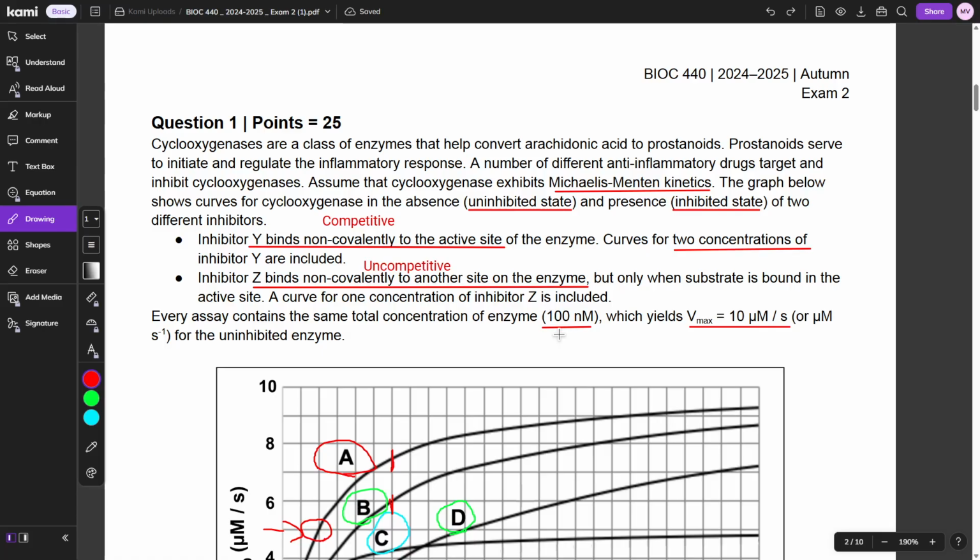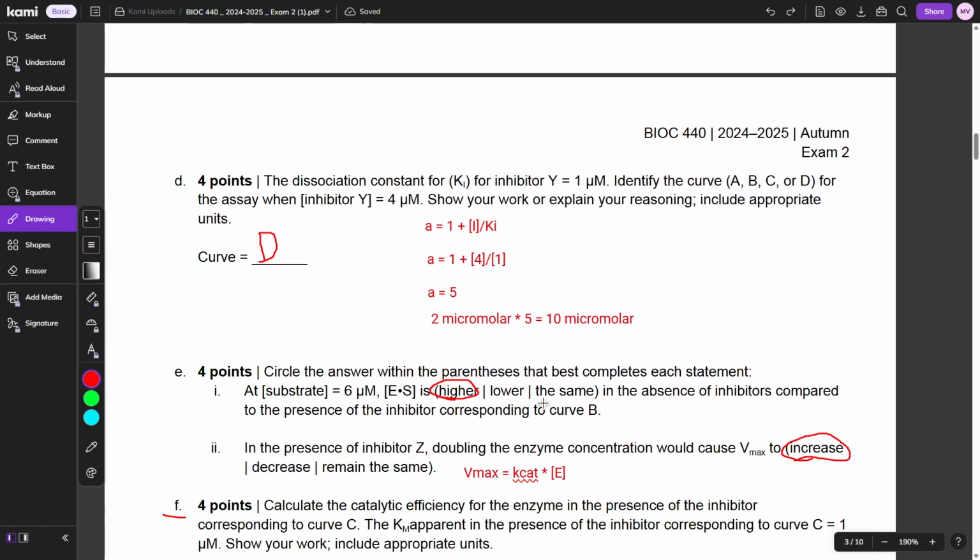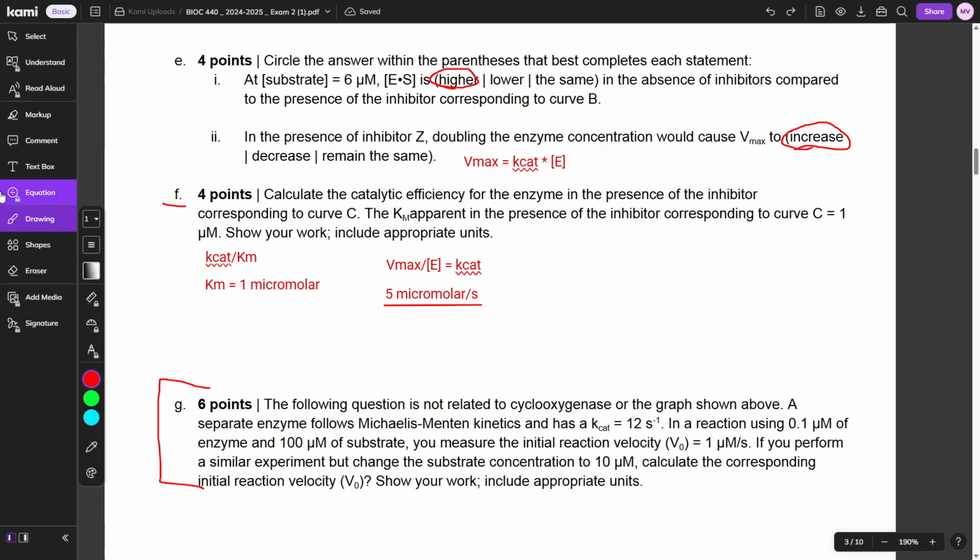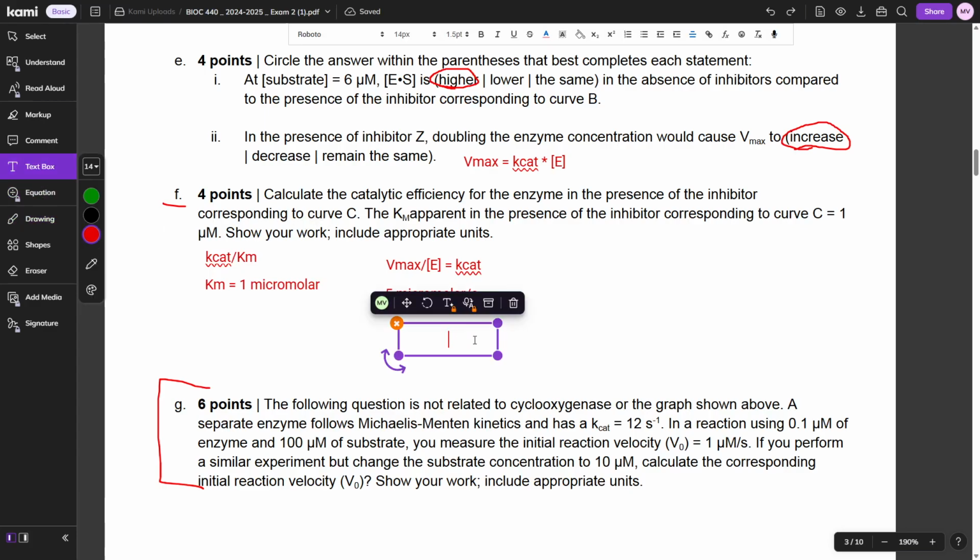Are we okay with those conversions? These conversions are really important on the actual exam. Does that make sense how we're doing that? If 1,000 nanomolar is 1 micromolar, we're basically moving the decimal place one to the left. So instead of 1 micromolar, we're at 0.1 micromolar. That's all I'm doing there. So with that in mind, we have 0.1 micromolar.